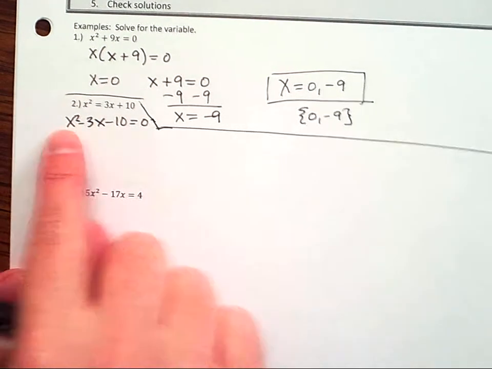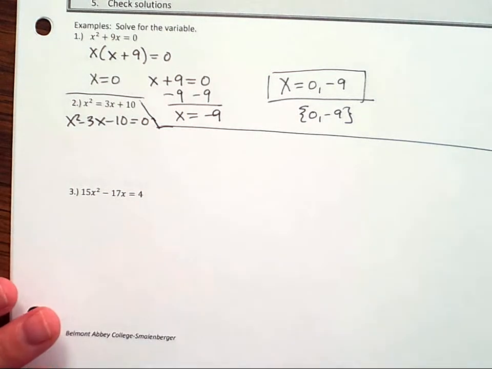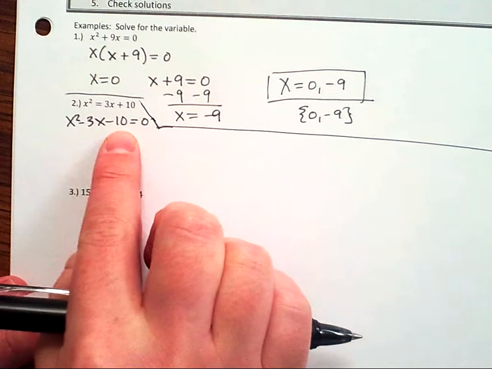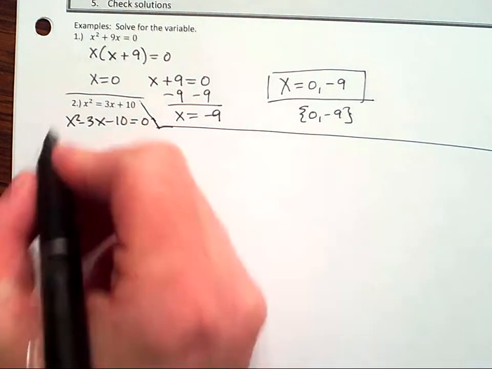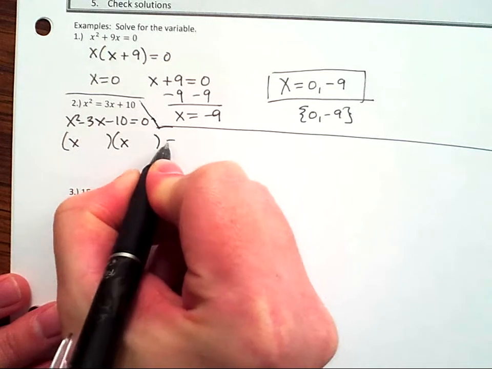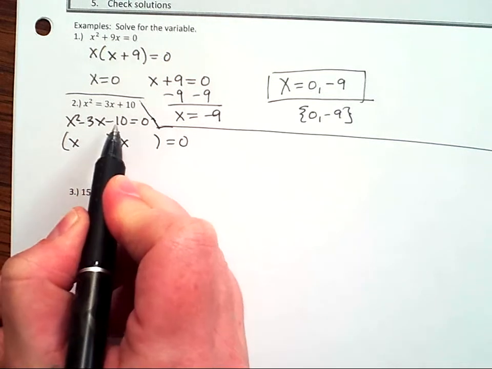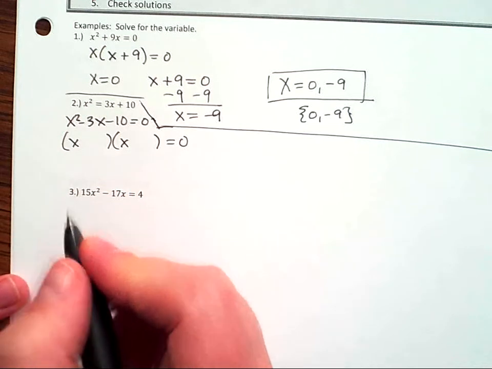Okay, so I got it equal to 0. Now I need to factor. How am I factoring? I'm doing the AC method. What factors of negative 10 add up to negative 3? Try to write that one down. What did you guys get?